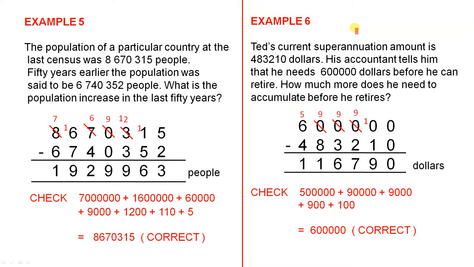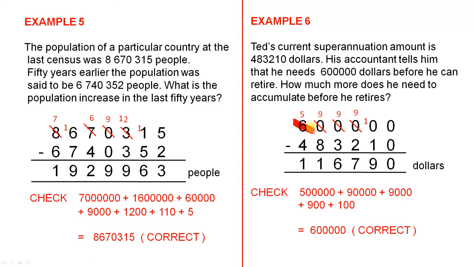Example 6. Ted's current superannuation amount is $483,210. His accountant tells him that he needs $600,000 before he can retire. How much more does he need to accumulate before he retires? So it's 600,000 minus his current amount. So away we go with our trading. Go all the way to the end.